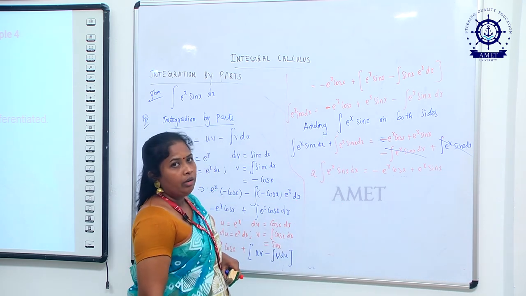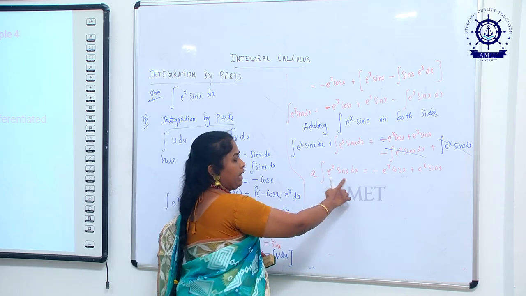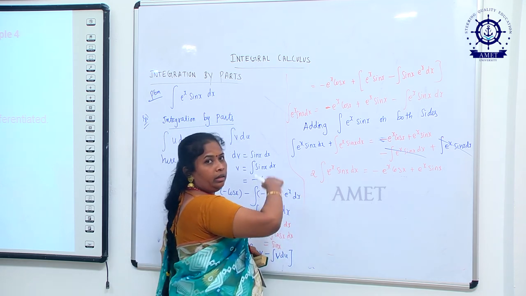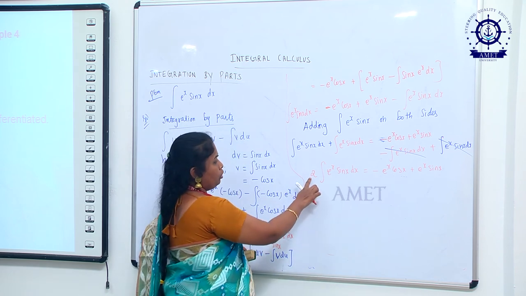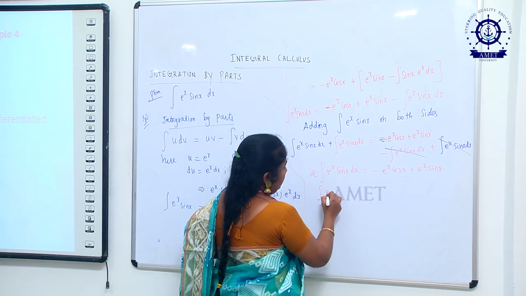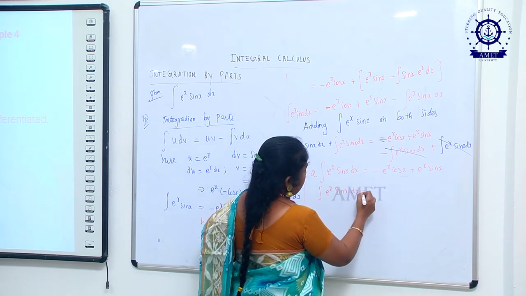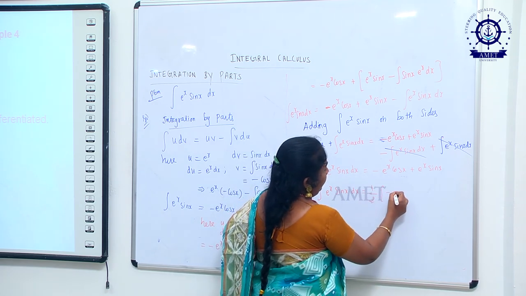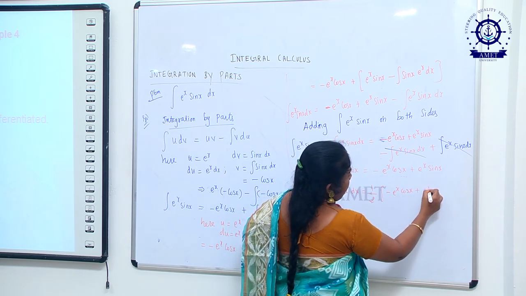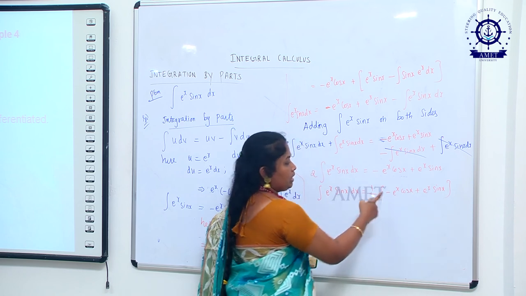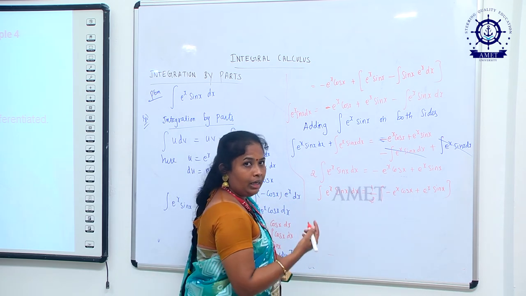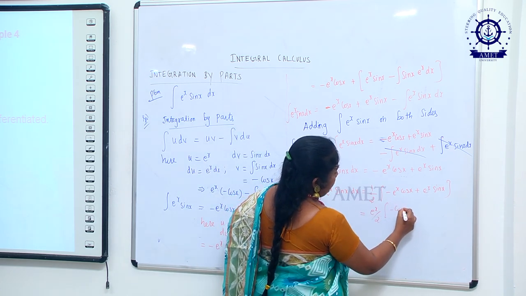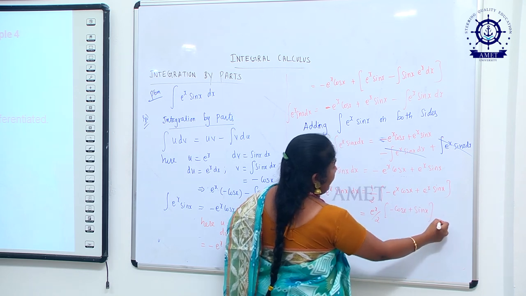But in the actual question, what do we want? Only the integral of e power x sin x. So this 2 is not needed on this side; it goes to the right hand side, to the denominator. So it becomes 1 by 2 into minus e power x cos x plus e power x sin x. E power x is also common here, so you take that e power x outside. So e power x by 2 into minus cos x plus sin x. It is the answer for this question.